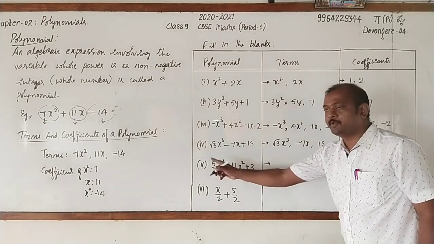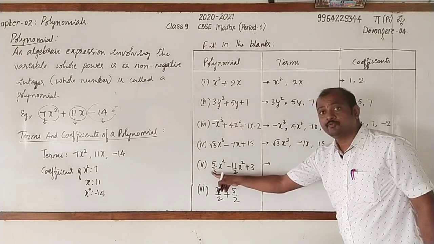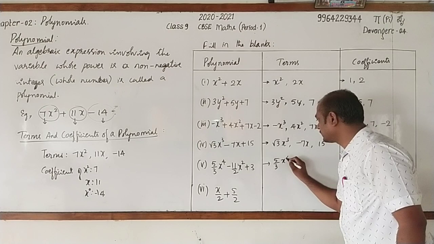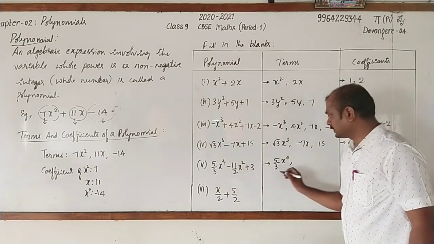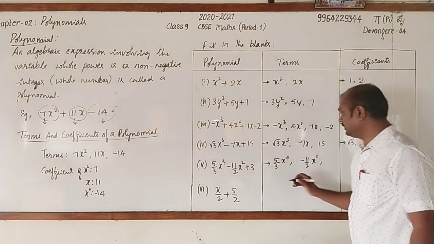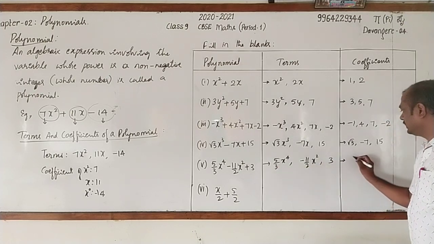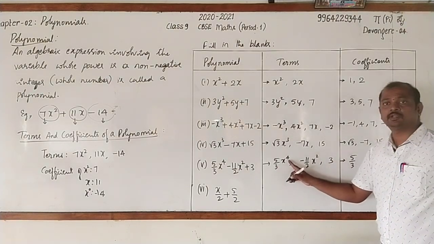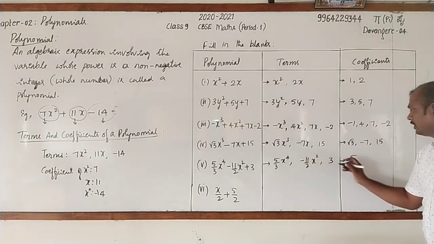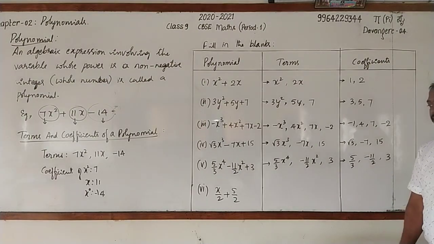Next. Fifth one. This is the polynomial. First let me write the terms. Terms are first term 5 by 3 x raised to the power 4. Next. Minus 11 by 2 x raised to the power 2 and 3. Then the coefficients are, it is 5 by 3. It is the coefficient of x raised to the power 4. There is no x cube. Next, x square is there. Coefficient of x square is minus 11 by 2 and constant 3.